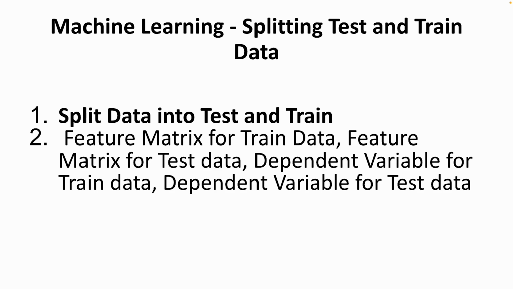And usually we do an 80-20% division, like 80% of the whole data goes into the train data set and 20% goes into the test data set. So usually we have four types of data after the split. One is the feature matrix for the train data. Second one is the feature matrix for the test data, then the dependent variable for the train data, and the dependent variable for the test data. So that's all about the theory. Now let's start with the practical example.